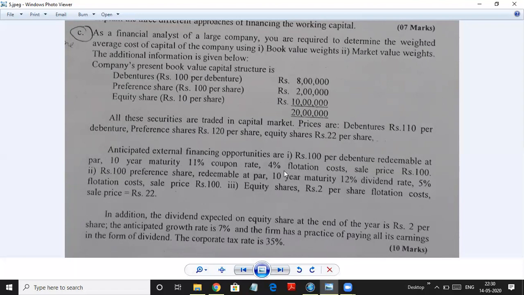4% is the flotation cost, or this is called the cost of issue. Sale price is 100. Similarly, they've given it for preference and equity, and they've given additional information about equity. So we have to find all the costs and then find book value weight and market value weight. We'll start with the cost of equity: D divided by MPS plus G, into 100.